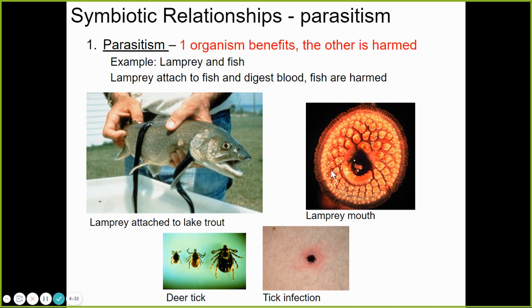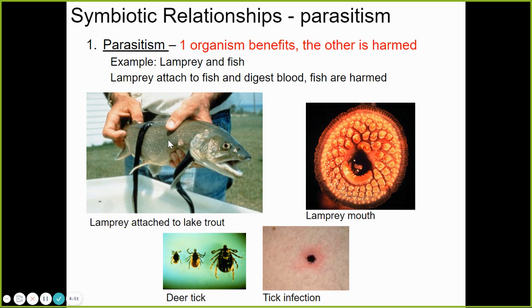It's almost like a really, really large leech, but it's actually a fish. And so here you see a trout that has two lamprey attached to it. You could also see here on this trout a wound where there was once a lamprey attached.